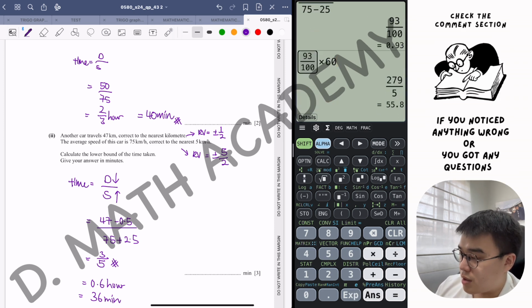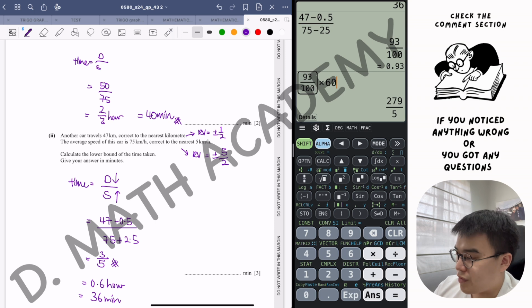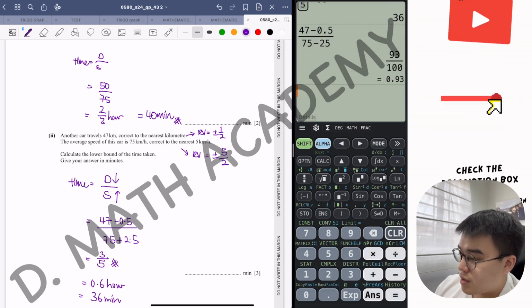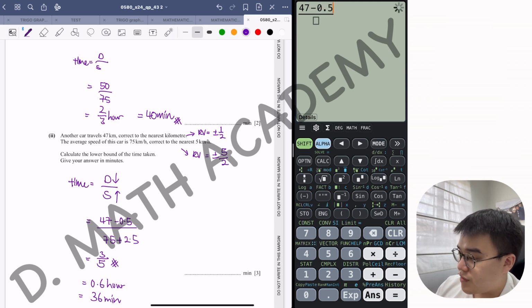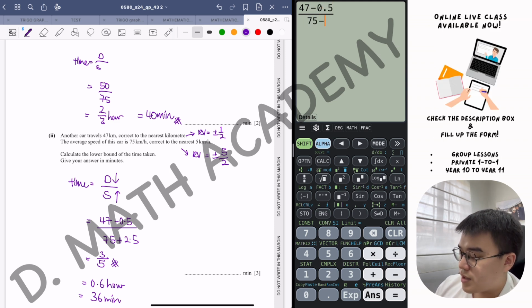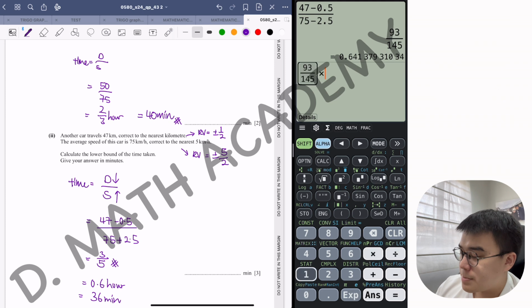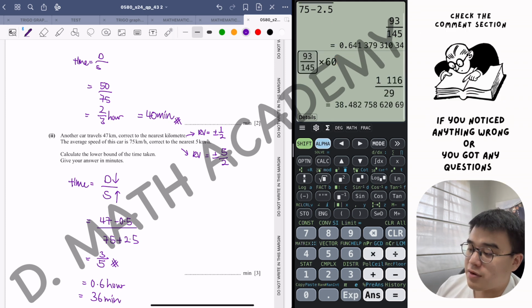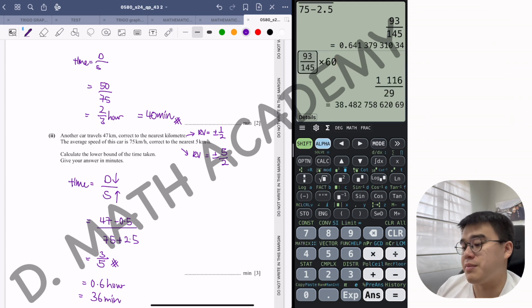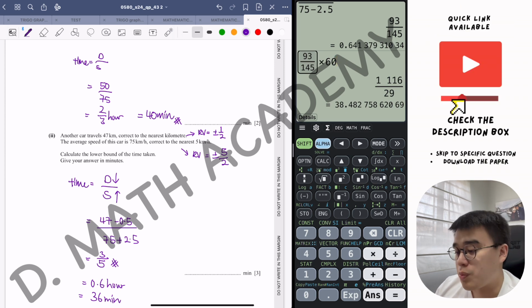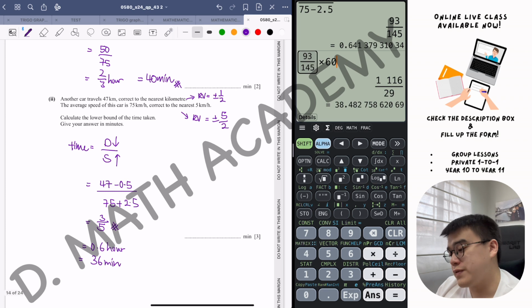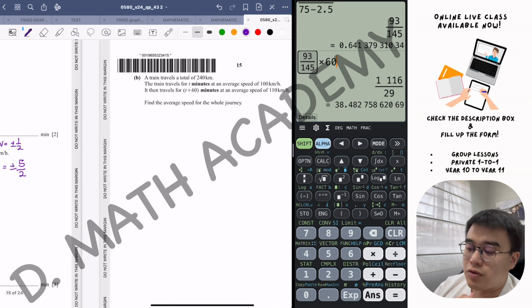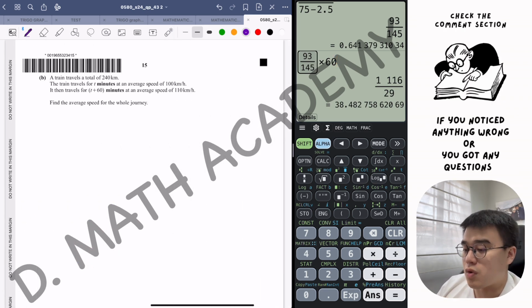So you get, did I do anything wrong? It's 2.5, what am I doing? Okay, so 47 minus 0.5 and 75 minus 2.5. So when you multiply accordingly, you actually get 38 minutes, which was higher. So please do not make this kind of mistake. Okay, upper bound and lower bound is one of the core chapters that you need to score, to help boost up your grades.